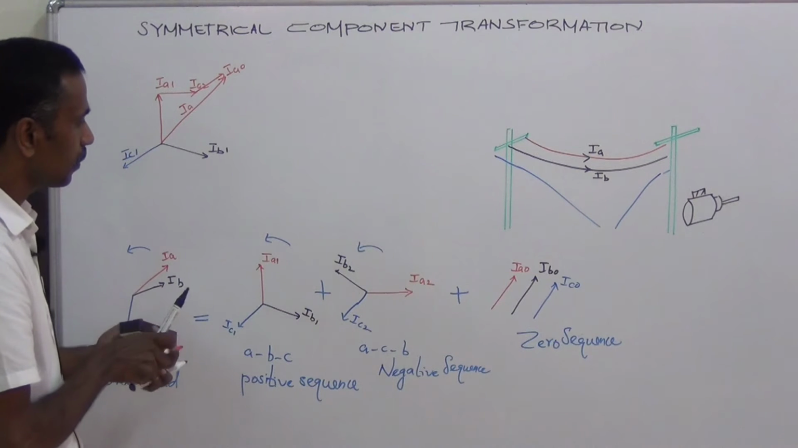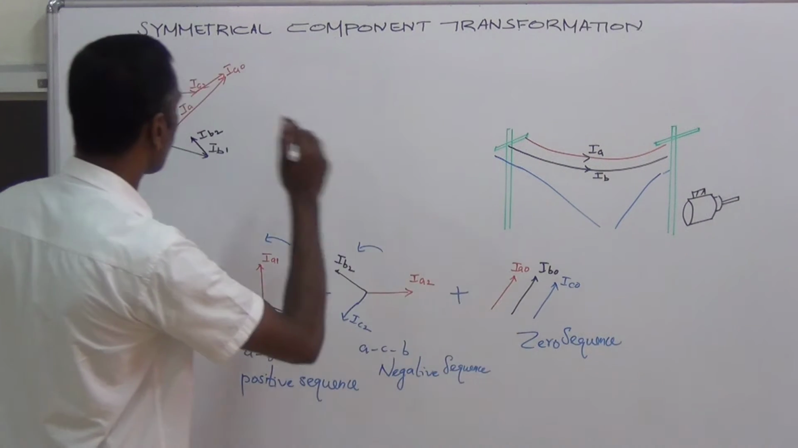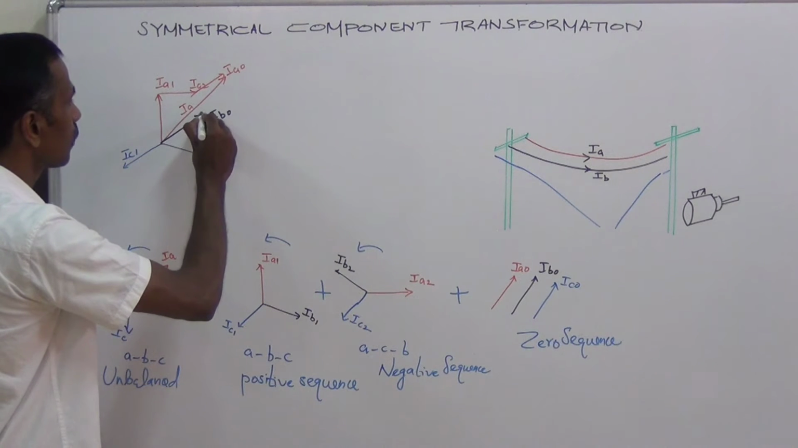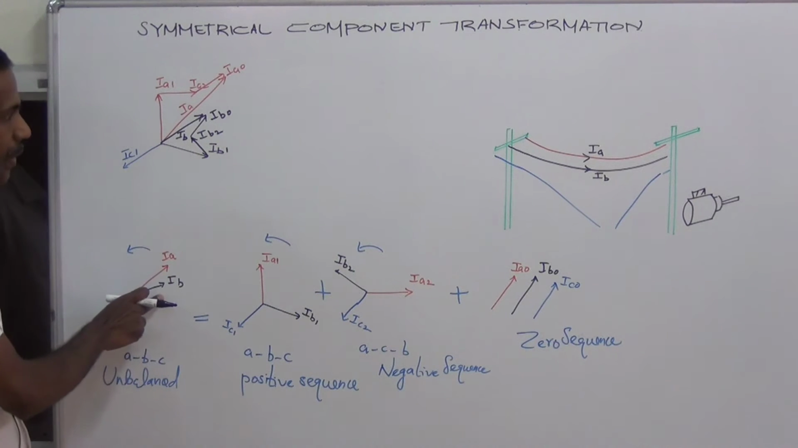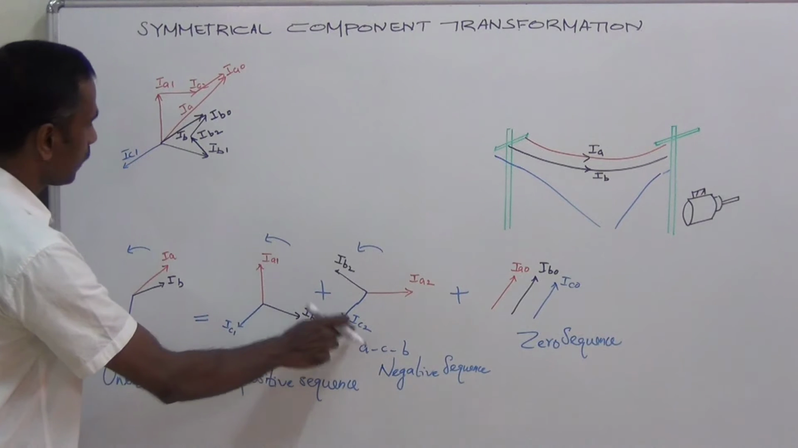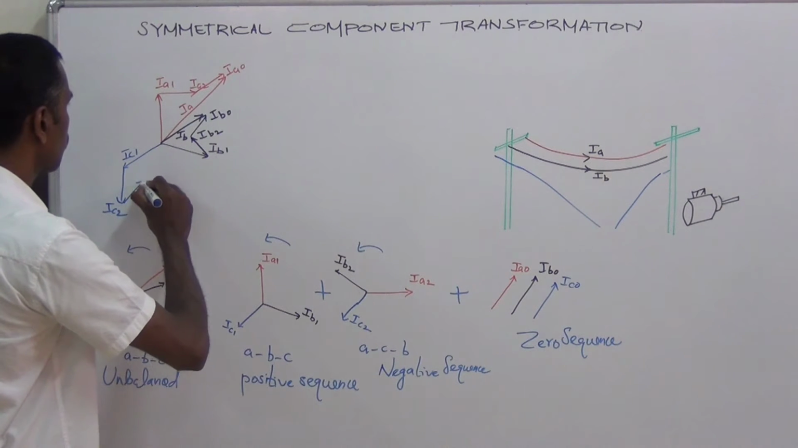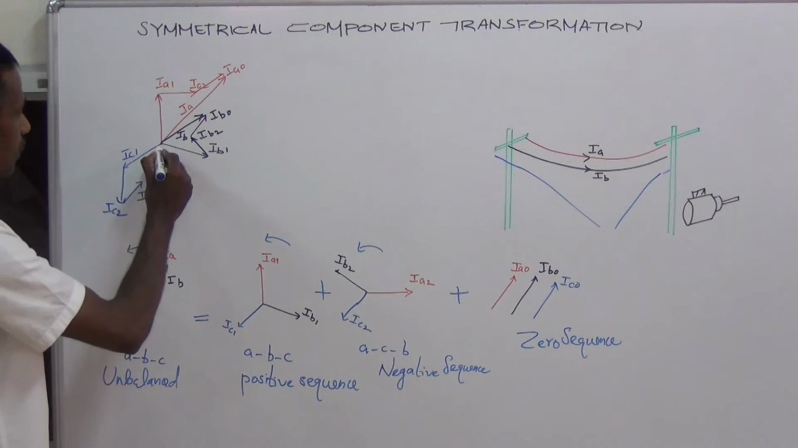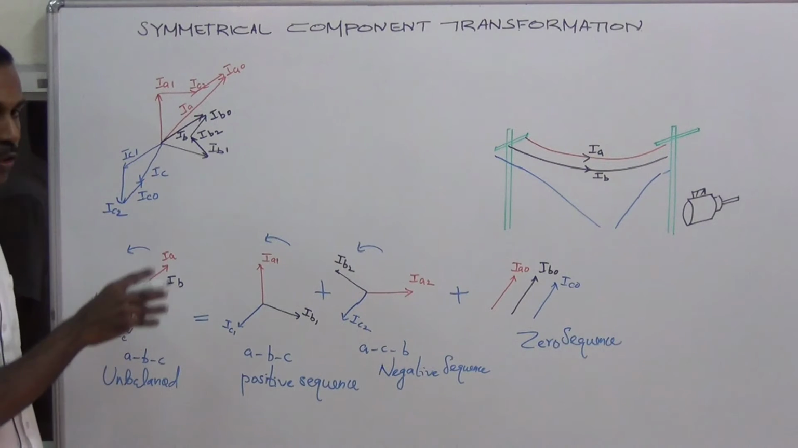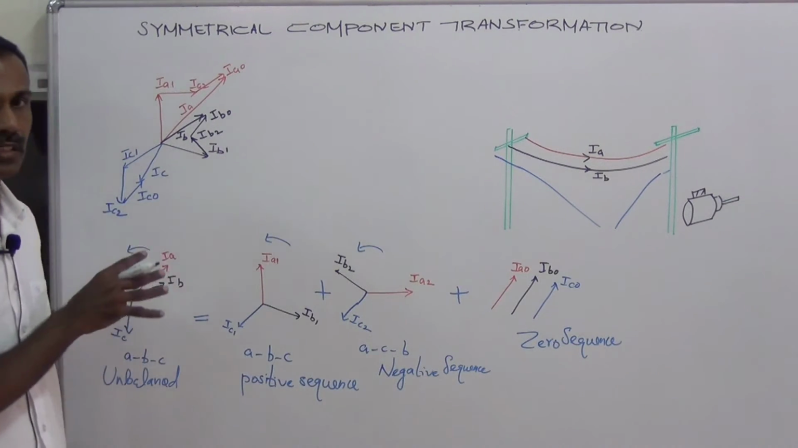This is IB1. This is IB2. And this is IB0. Let's find out the resultant. This is IB. This is our IB. Now let's add all the sequence components for the third phase. This is IC1. This is IC2. This is IC0. Let's find out the resultant. This is IC. This is the third component of our unbalanced vectors. So we understood that if we add positive sequence, negative sequence and zero sequence vectors, we will get the unbalanced vectors.